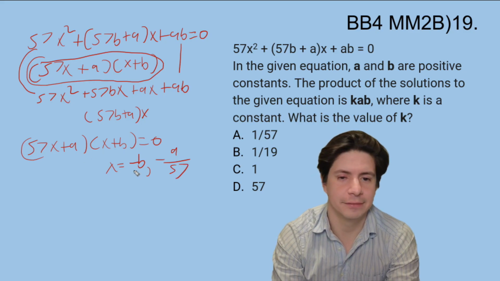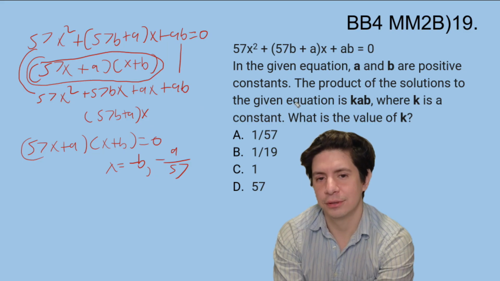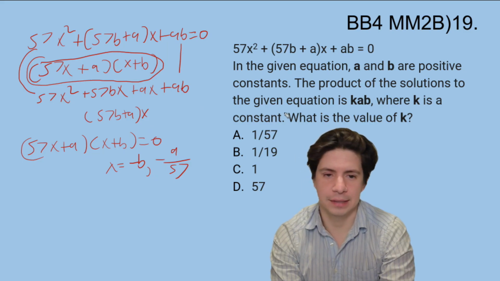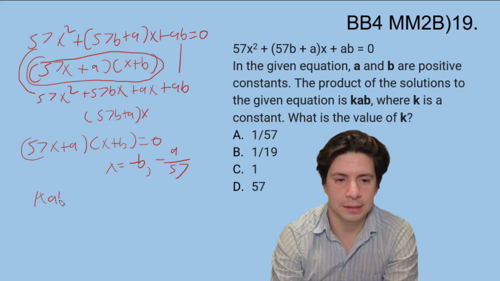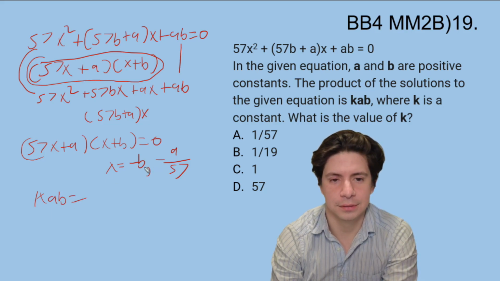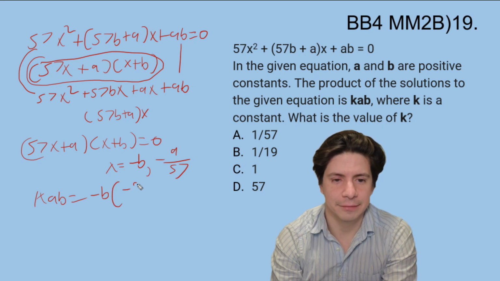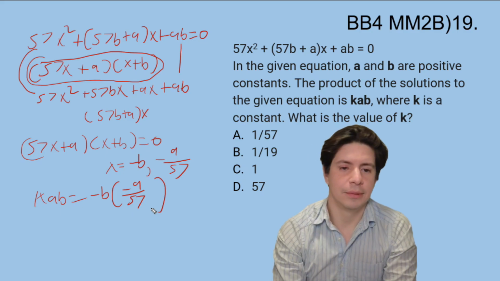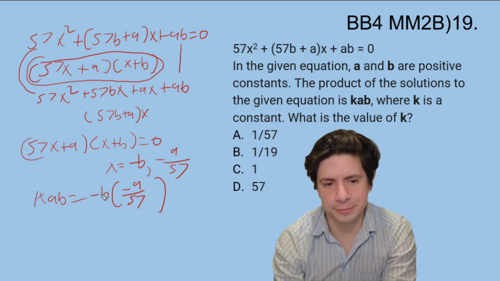Because I would subtract a and divide by 57. And then we're told that the product of the solutions to the given equations is kab, where k is a constant. So kab equals the product of the given solutions. So it's going to be kab equals negative b times negative a over 57, and you're like, Sebastian, how does this work when there's negatives and then it's positive and all our answers are positive? Where's the negative going to go?